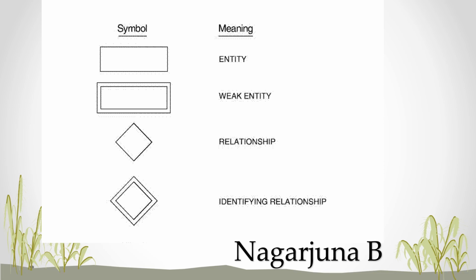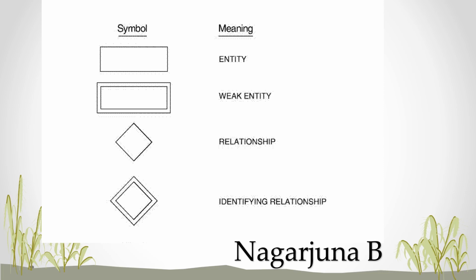The next one is relationship. Relationship we use for the purpose of showing the relationship between the entities, and the symbol we are going to use is a diamond symbol. So this diamond symbol we are going to use for the purpose of representing a relationship. For example, between employee and department, between employee and dependent, between department and project, like that there will be a relationship. So those relationships we are going to represent by using this symbol.